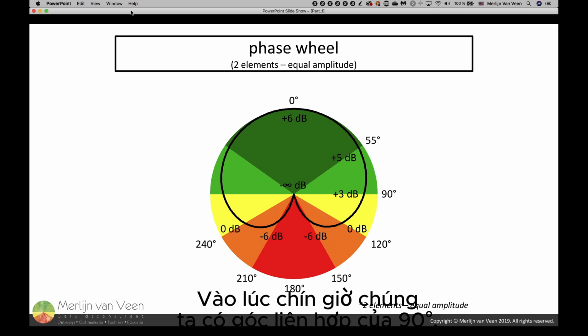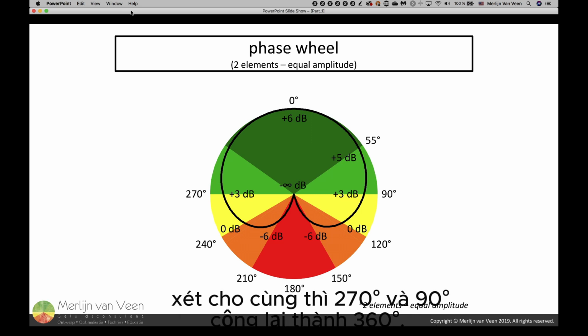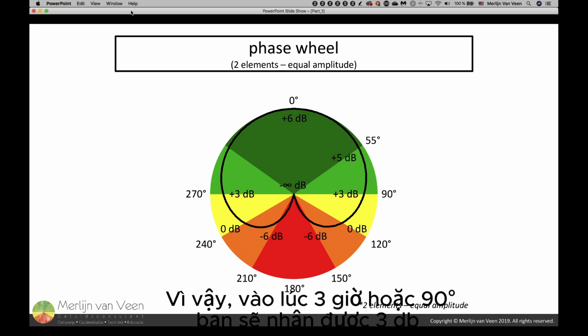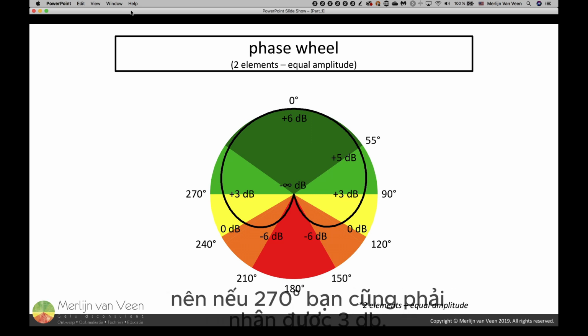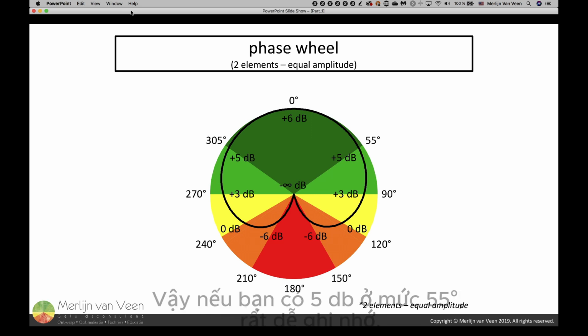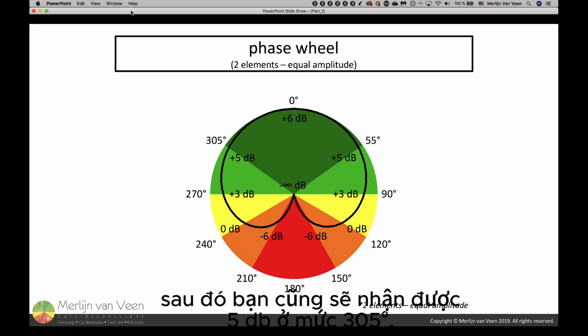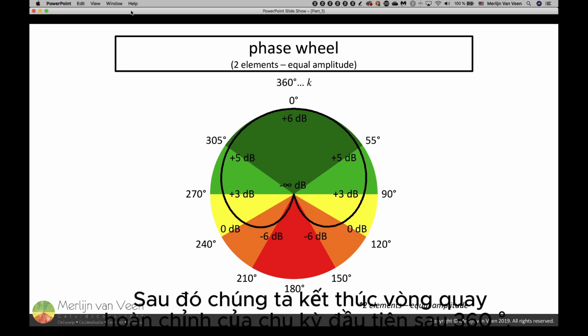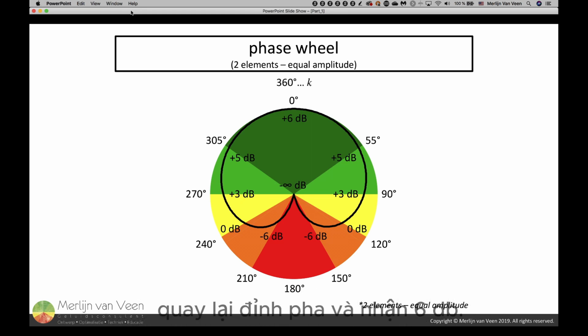At 9 o'clock, we have the conjugate angle of 90 degrees. After all, 270 and 90 together make 360 degrees. So at 3 o'clock or 90 degrees, you would have gotten 3 decibels, and at 270 degrees, you're also going to get 3 decibels. And 305 is, of course, the conjugate angle of 55. So if you have 5 decibels at 55, which is easy to memorize, then you're also going to get 5 decibels at 305. And then we finish our complete revolution, our first cycle. After 360 degrees, you're back at the top of the phase wheel, and that gets you 6 dB.